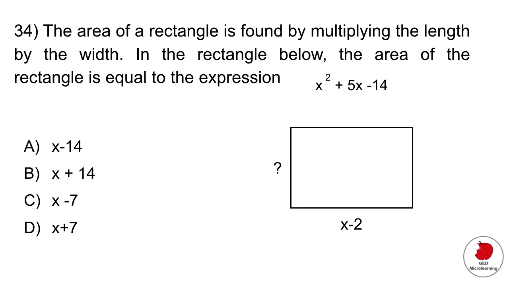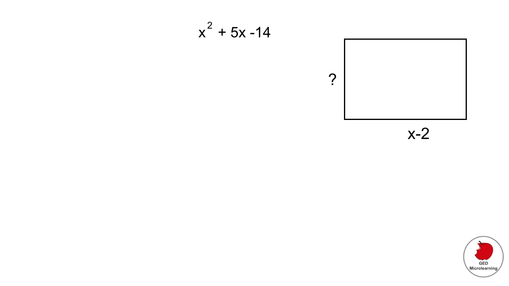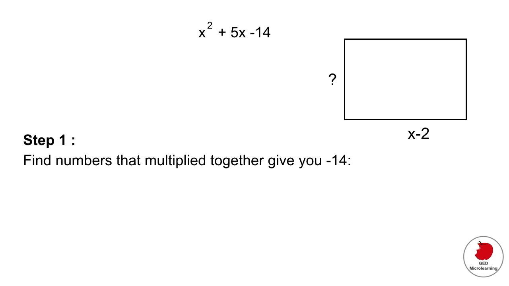All right, we're going to do another problem like this. Once again, it's telling you that the area of a rectangle is equal to an expression, which is x squared plus 5x minus 14. And you're going to do the same thing you always do. Step 1, find all numbers that multiplied together give you minus 14, which is that number there on the top right.